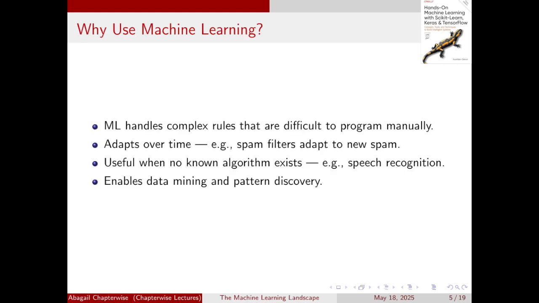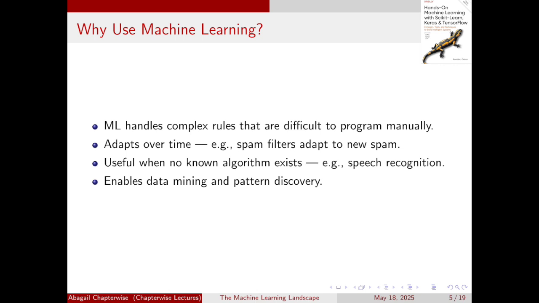Why use machine learning at all? The main reason is that many tasks involve complexity that makes them hard or impossible to solve with rule-based programming. For example, it's nearly impossible to write down all the rules for recognizing spoken language or detecting fraudulent behavior on a credit card. Machine learning shines in scenarios where rules change frequently or are difficult to define in advance.